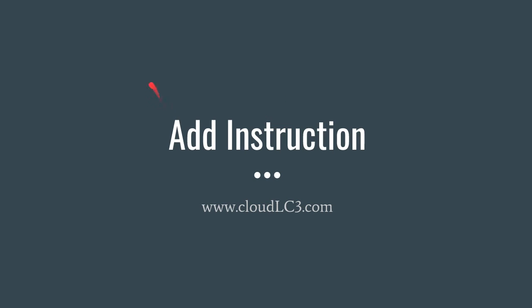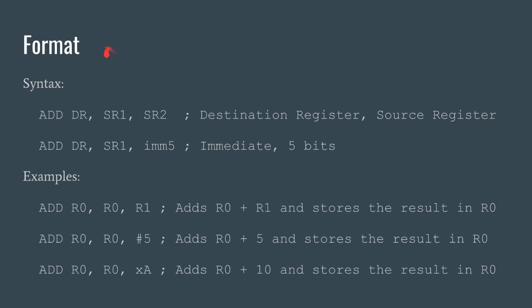So this video is going to be about the add instruction for the LC3. The general format for the instruction is add destination register, source register 1, source register 2. So what's going on is it will take source register 1 and add it to source register 2, and then store it in our destination register.